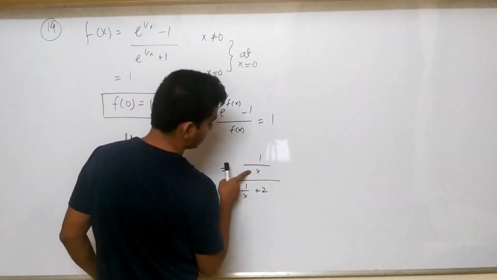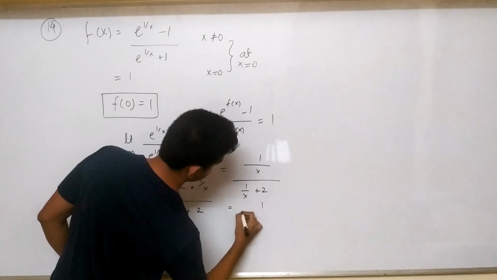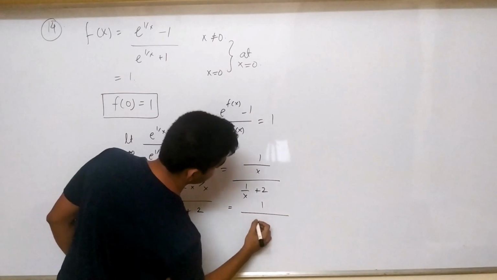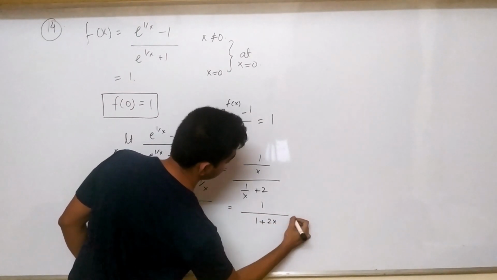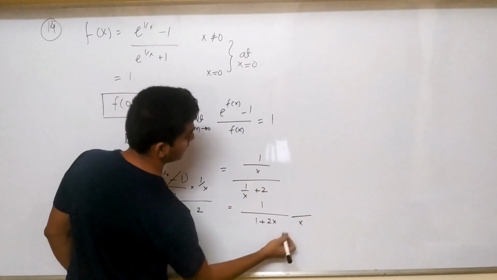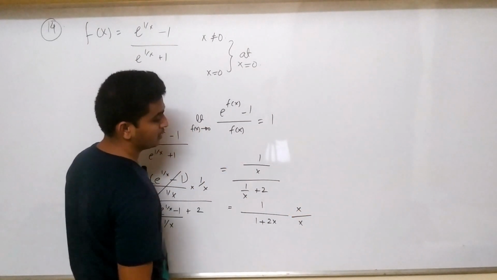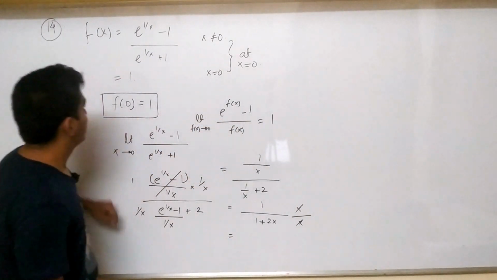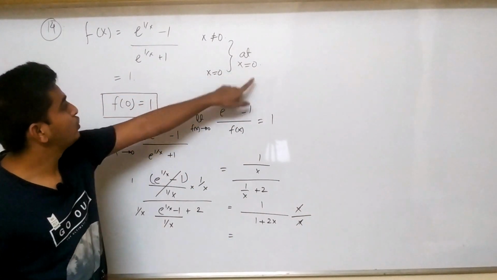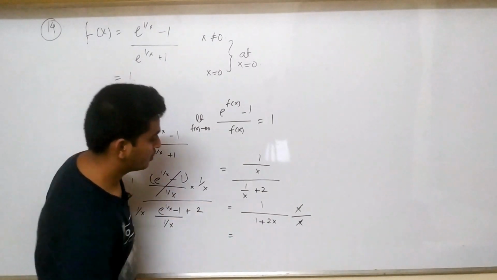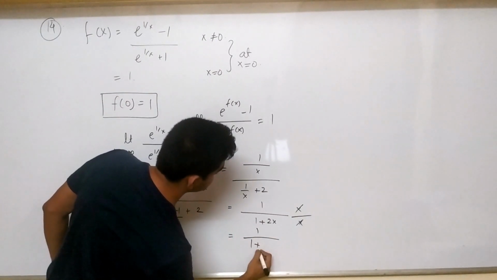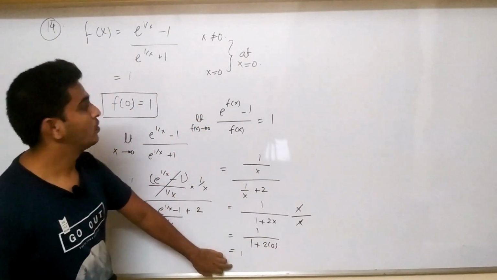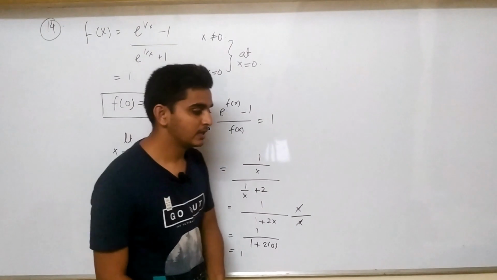Now if you look at this problem, you can shift 1 upon x to the numerator, and this will become 1 plus 2x. So you have 1x over here, and the other x from the denominator will go on the upside. So this gets cancelled, and x is tending towards 0. So what will be this value? It will be 1 plus 2 times 0, which is basically 1 upon 1. So it is 1. So this function is continuous.